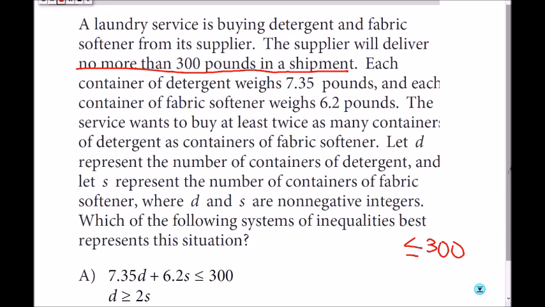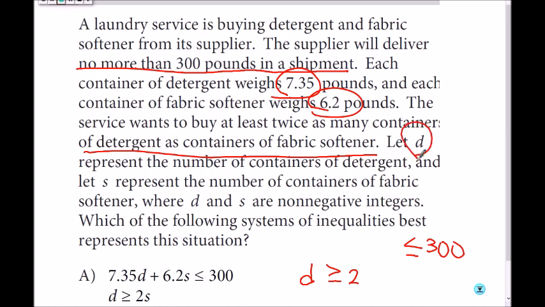Each container of detergent weighs 7.35 pounds, and each container of fabric softener weighs 6.2 pounds. The service wants to buy at least twice as many containers of detergent as containers of fabric softener. So, let D represent the number of containers of detergent. D must be greater than or equal to 2 times S, where S is the number of containers of softener.